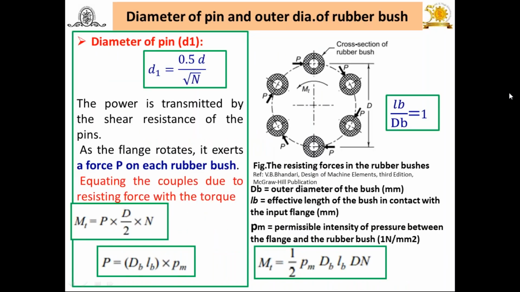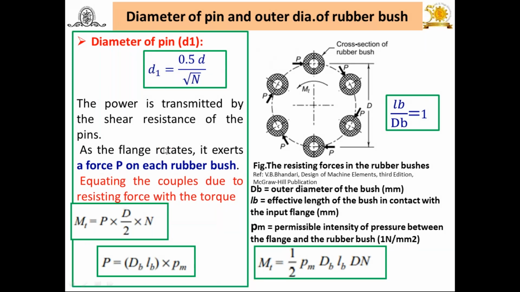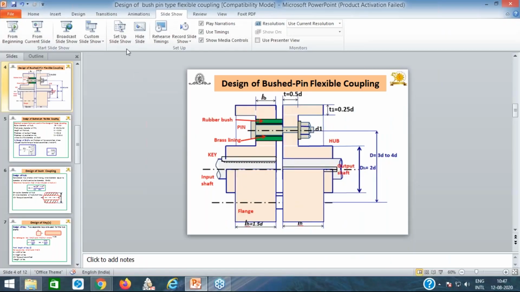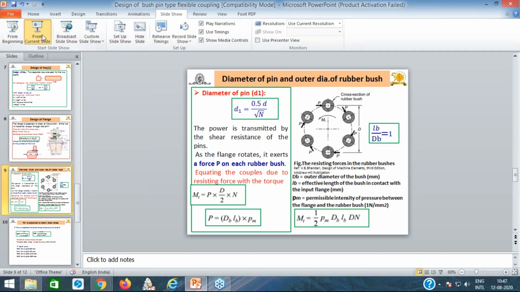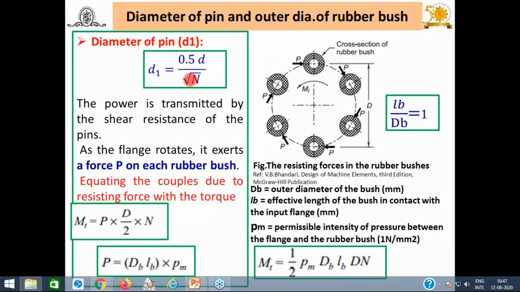Now here what you have to do, how to find out this diameter of the pin? For that purpose, we have to find out this small d1. For the small d1, again you can refer to the diagram. You know very well, this small d1 diameter that you have to find out. How to find out? Again, you have to use this relation. It's a standard one: 0.5 times shaft diameter upon under root N. What is N? Capital N means the number of pins used here.